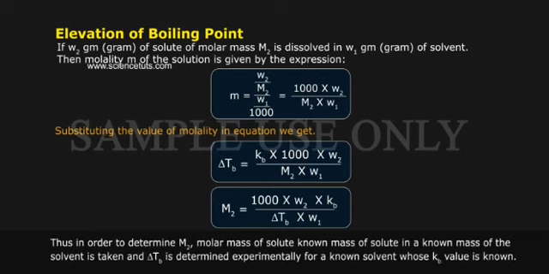Thus, in order to determine M2, the molar mass of the solute, a known mass of solute in a known mass of the solvent is taken, and delta Tb is determined experimentally for a known solvent whose Kb value is known.